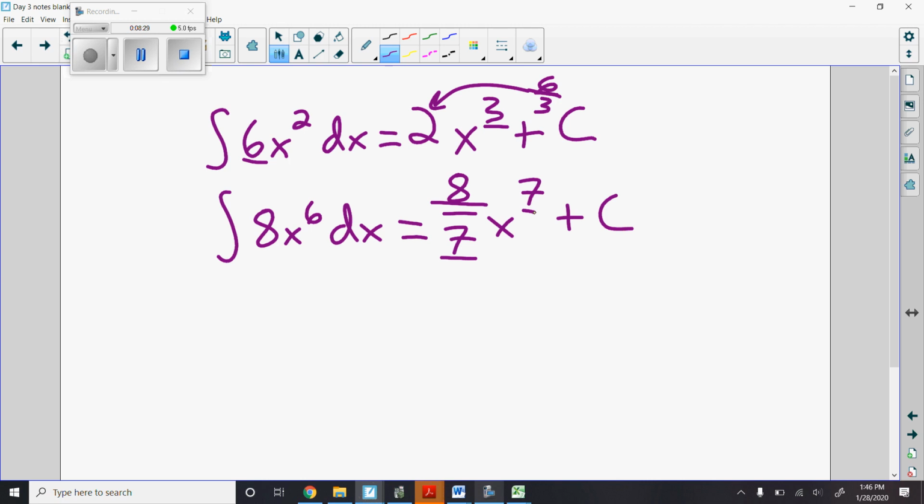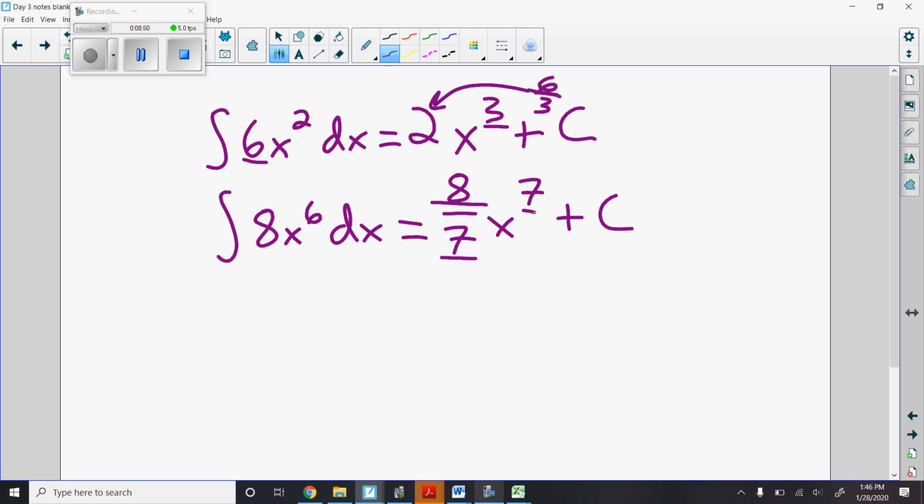I call this method bump and divide. Okay, it's our power rule of integration. I call it bump and divide. I don't call it divide and bump. I call it bump and divide. So what I do here is I bump my power by 1 and then divide by that new power.